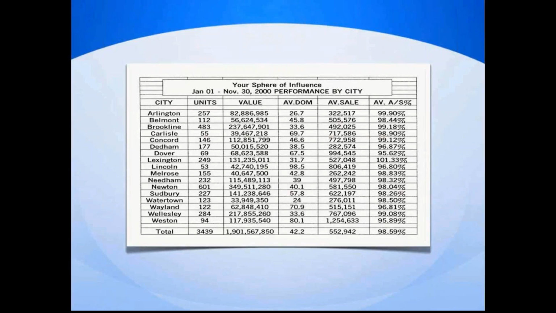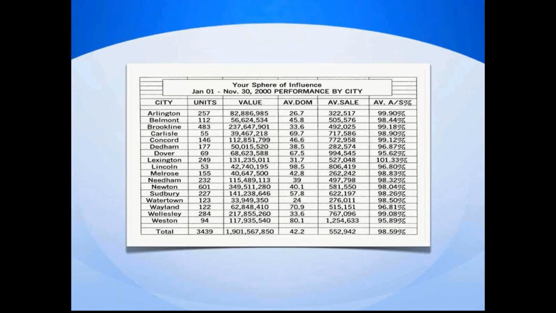You may look at Arlington here and you may say, okay, there's 257 units. There's lots of activity, lots of turnover. The average days on the market are 26 days. The average sales price is 322. That might be a pretty good area.